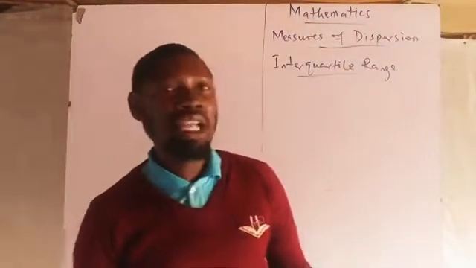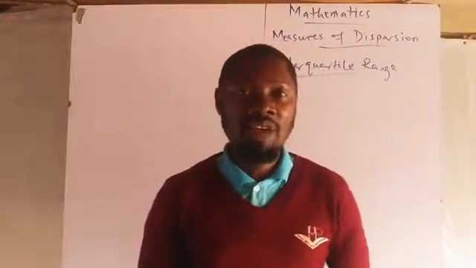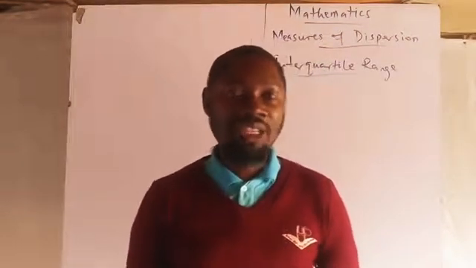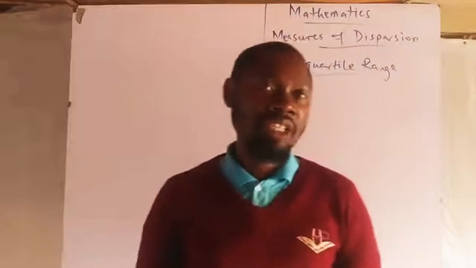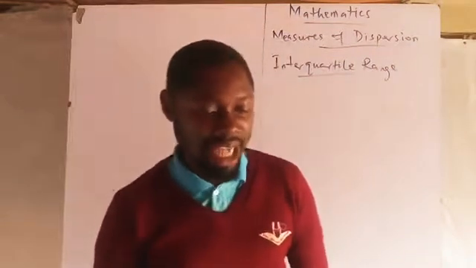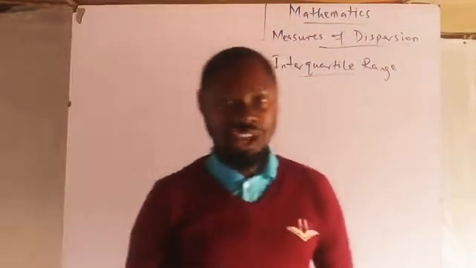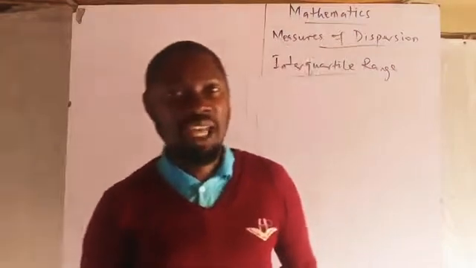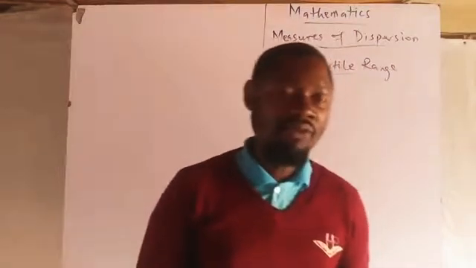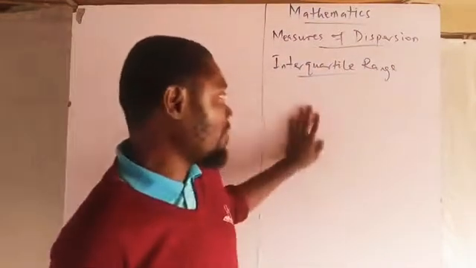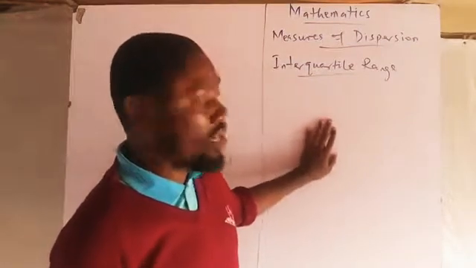So the first quarter has to do with the 25th percentile, the median has to do with the 50th percentile, and the upper has to do with the 75th percentile. I also treated range. I said range is the difference between the highest and the lowest value given in a distribution. Let us look quickly at the interquartile range.